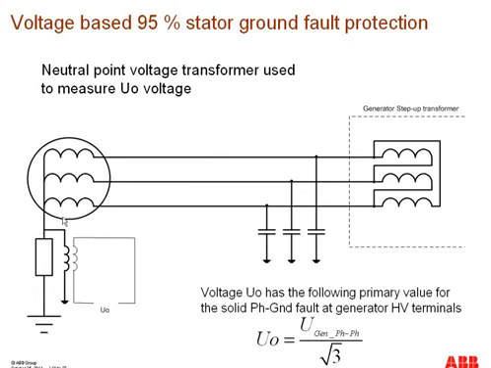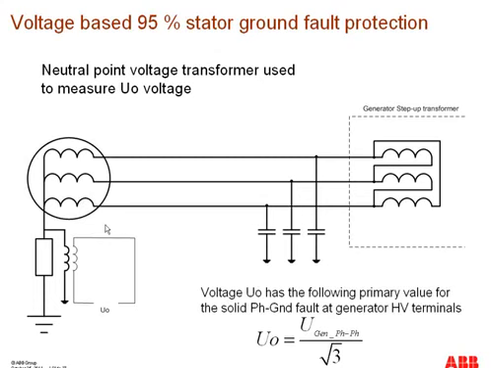We can employ the neutral point voltage transformer to measure the U0, and this will be an indication of a ground fault in the stator. But a disadvantage of this scheme is that if there is any fault or breakage in this neutral point voltage transformer, then U0 will be 0, and that will indicate that there is no fault in the stator winding, which is not the case.